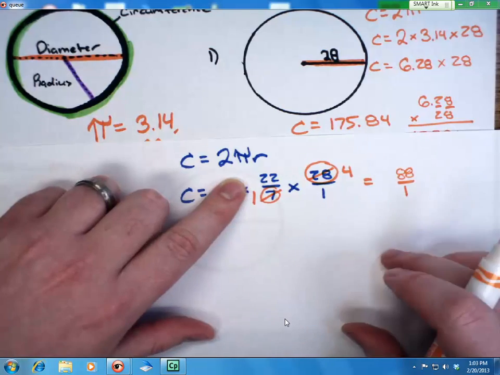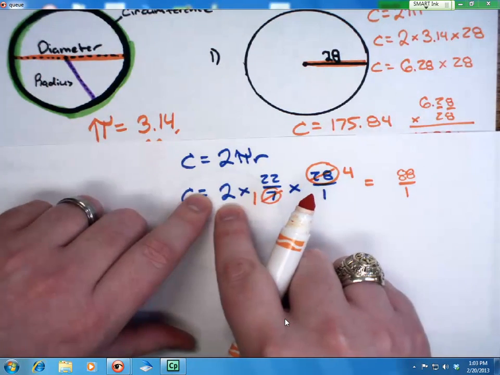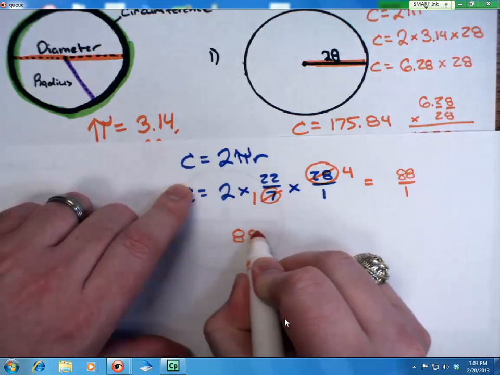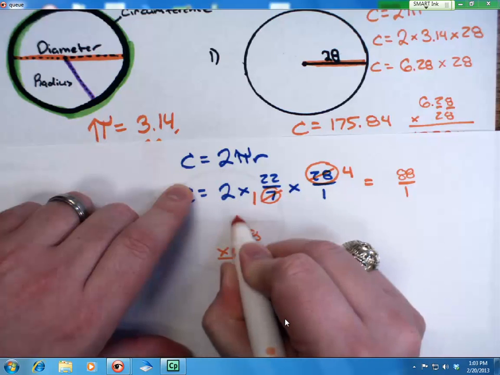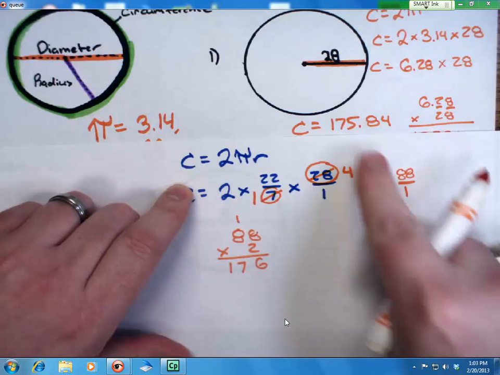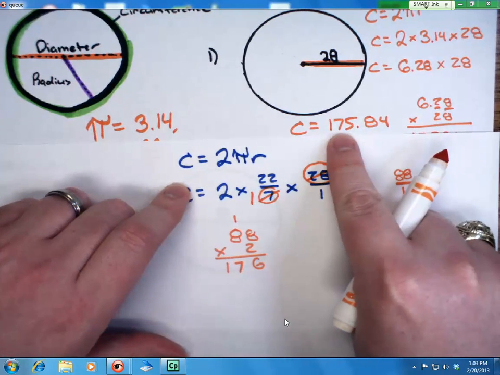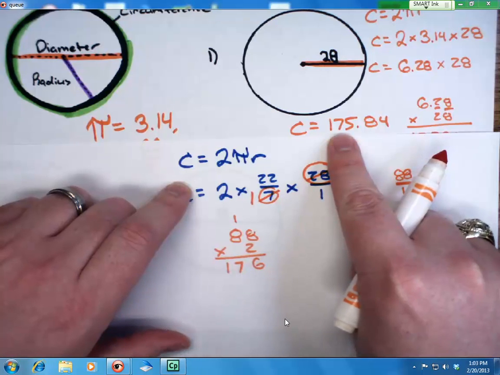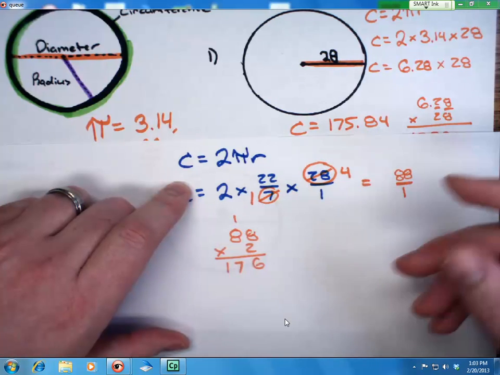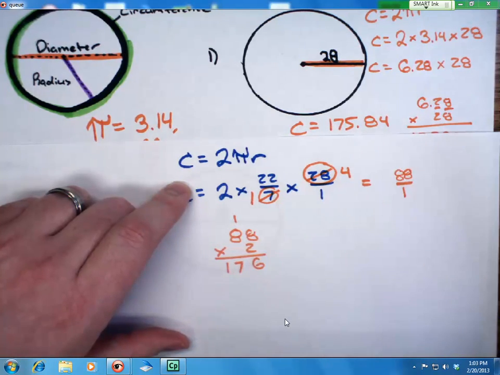Now, I'm not done yet, because I need to multiply this times 2. So essentially what I'm doing is 88 times 2, which just gives me 176, which, if you notice, is different than the answer I got up here. The reason it's different is because, remember, we're rounding pi to the hundredths place, because 3.14 is not the actual value of pi. The value of pi is a repeating decimal, 3.14159, and it goes on forever.